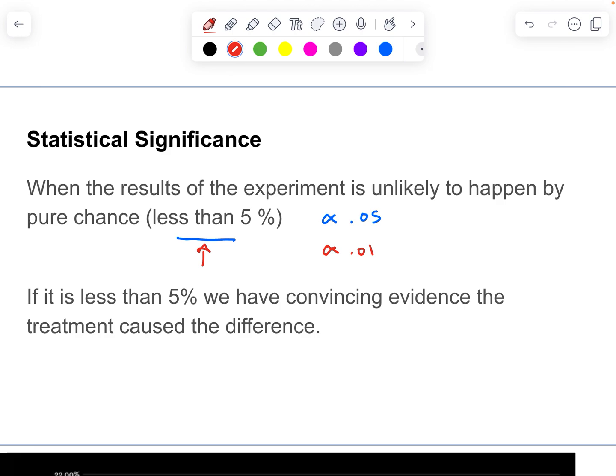If the alpha level, or the probability of the event occurring, the cumulative probability, is less than that 5%, say it's probability 3.2, we have convincing evidence that the treatment, or whatever we're doing, caused that difference, that it's not by pure chance.